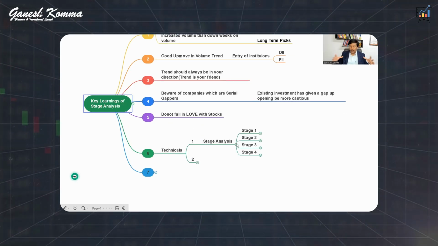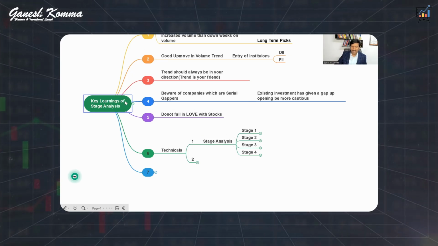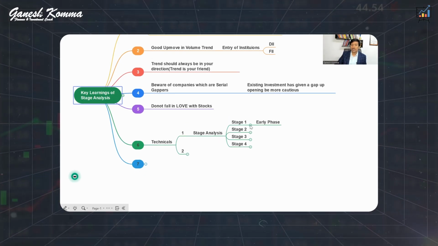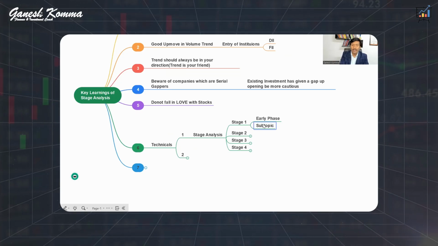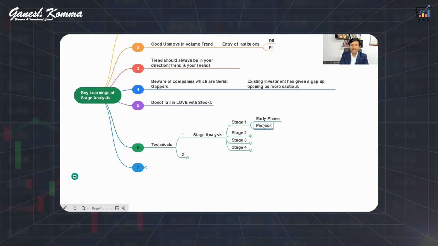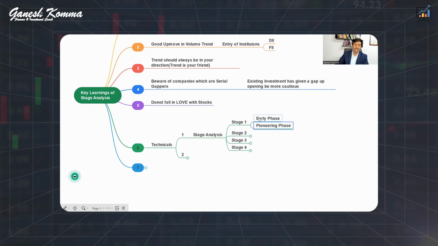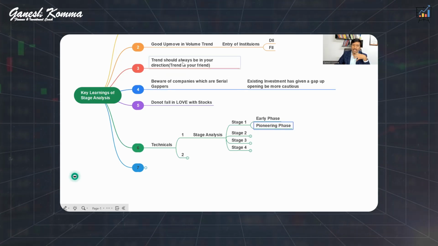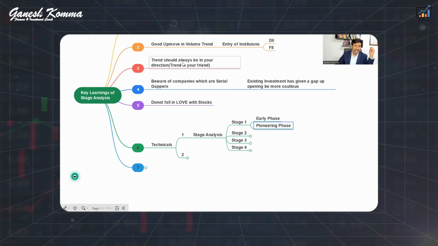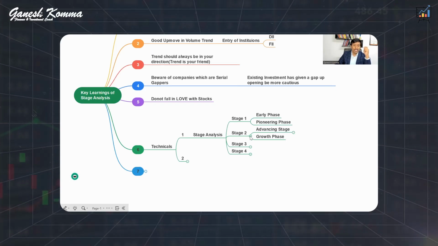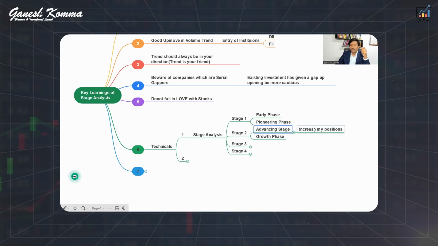I hope everyone remembered the stage analysis. When we speak about stage 1, also called the early phase or the pioneering phase, it means the initial stage in which the company picks up strength. Second, we have stage 2, which is the advancing or growth stage. And this is where we would love to be.